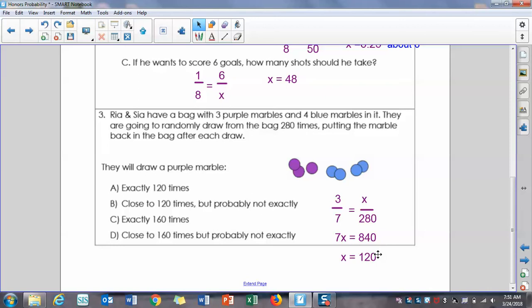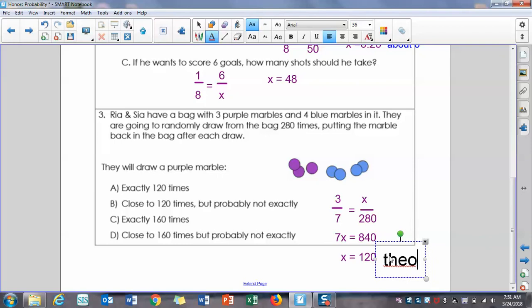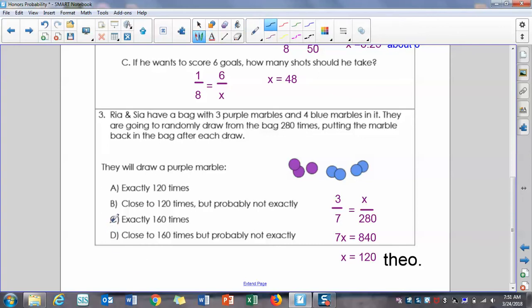Now we need to keep in mind that this right here, that's 120, represents our theoretical. So our theoretical is 120. So we can go ahead and eliminate C and D because it's not going to happen 160 times. Now reading carefully here, A is saying it's going to be exactly 120 times. So out of the 280 times they pull out of the bag of marbles, every time they do it, it's going to be 120 purple marbles.